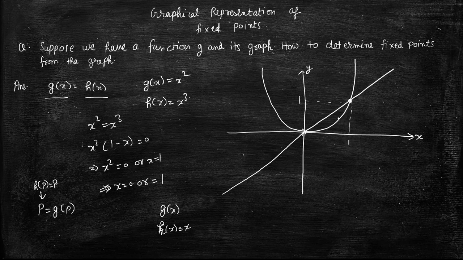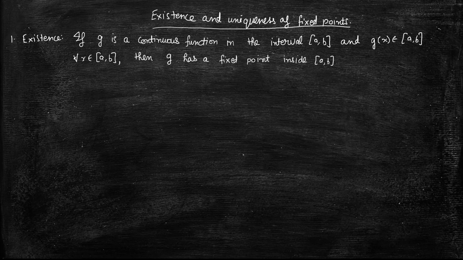So now let us go towards the existence and uniqueness part of fixed points. If g is a continuous function in the closed interval a, b, and g(x) belongs to [a, b] for every x belonging to [a, b], then g has a fixed point inside [a, b]. So first of all, we need to decode what this statement says to us.